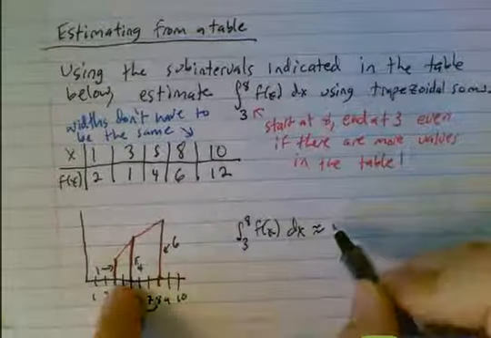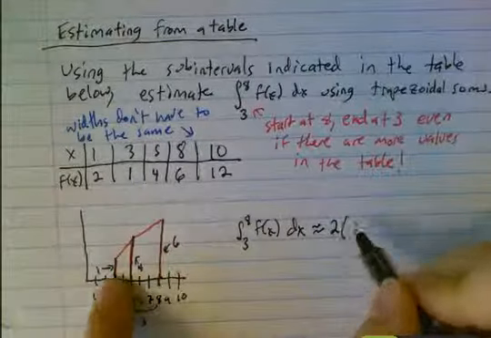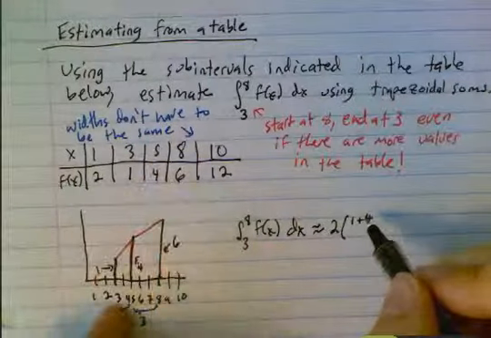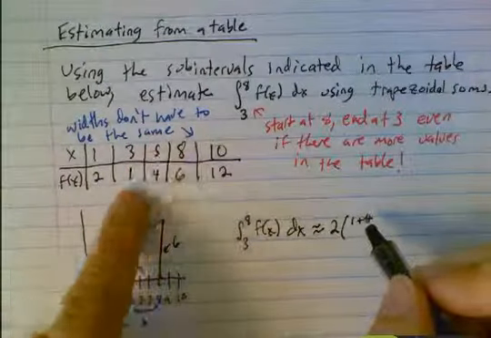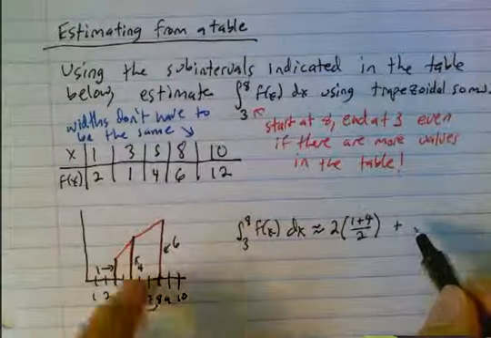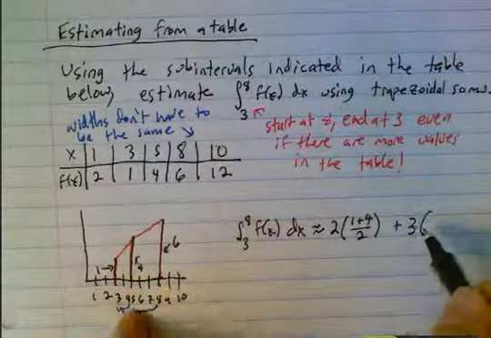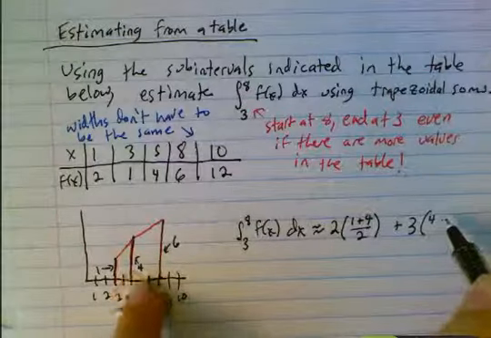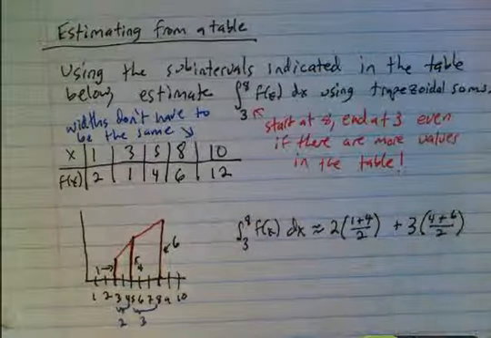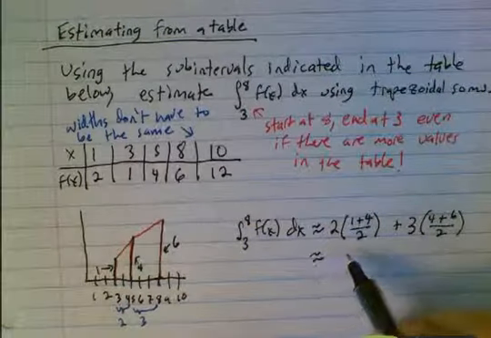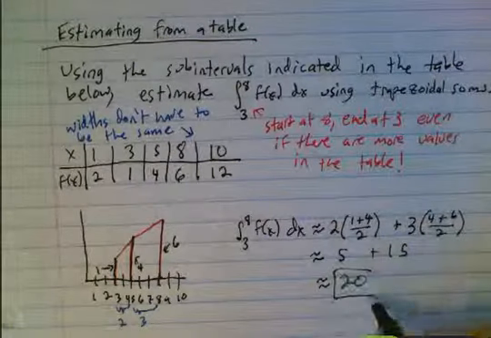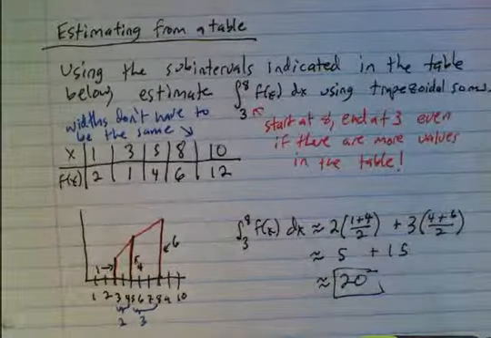So for this trapezoid, the width is 2. Then we'll find the average of the two heights. Notice it's just these heights right here. Basically all we're doing to find this width is subtracting the x values, and then we're just using the two f of x values right here. Here the width is 3, that's 8 minus 5. And then the average height is 4 plus 6 divided by 2. When we simplify all that out, that's 5 plus 15, or approximately 20. This concludes these notes.